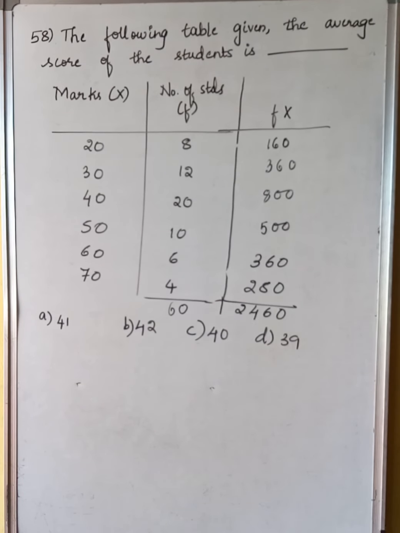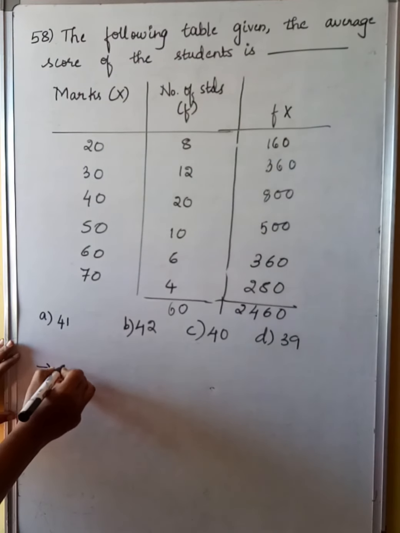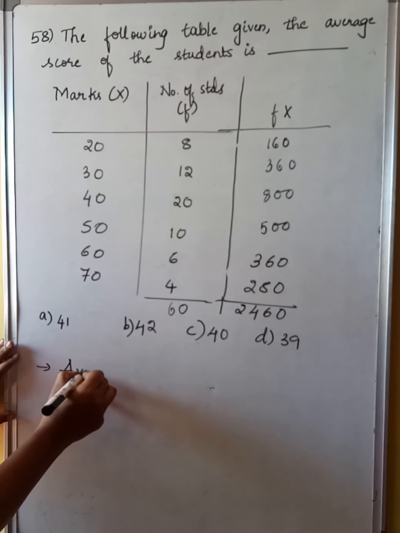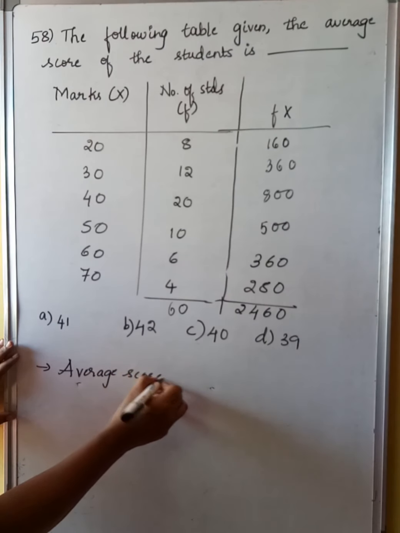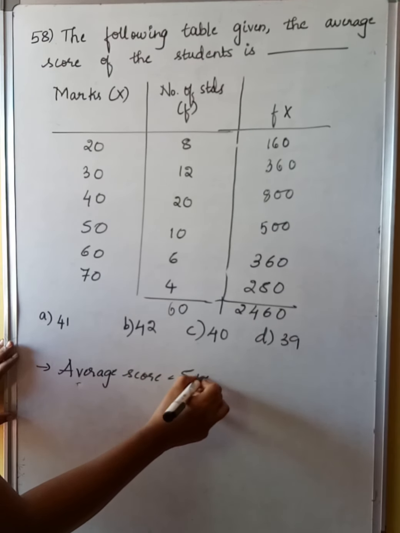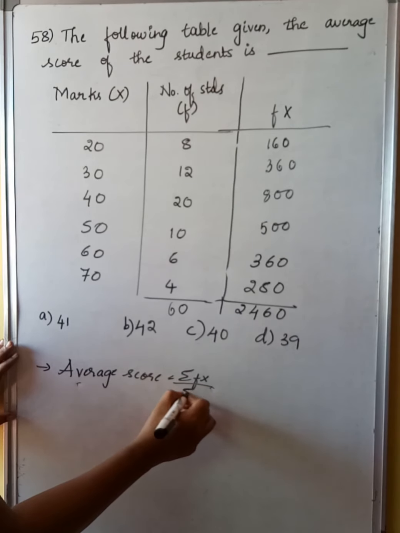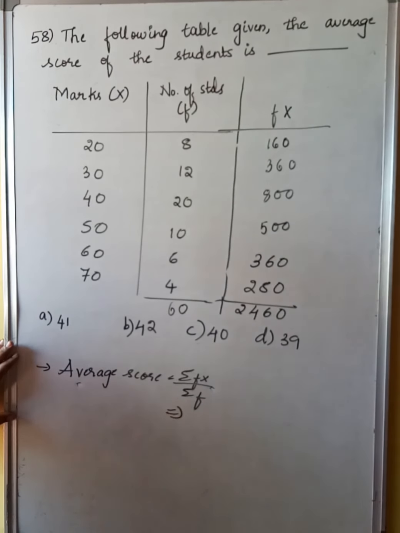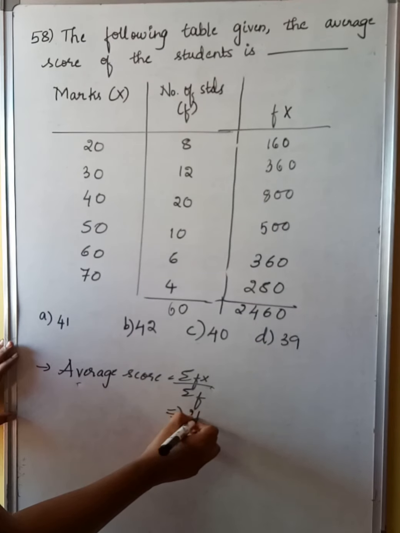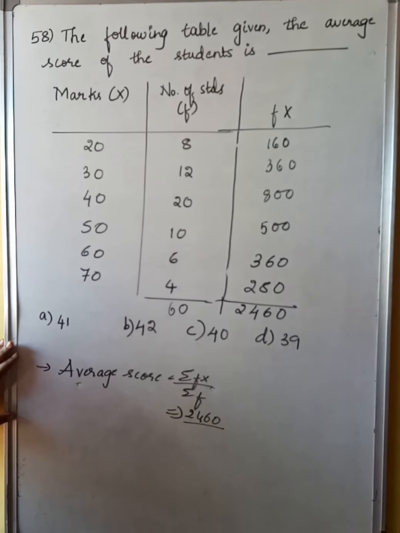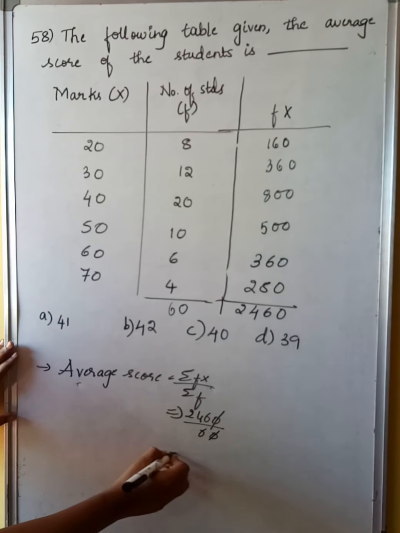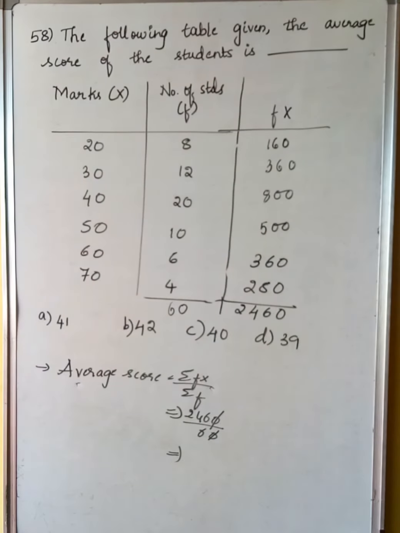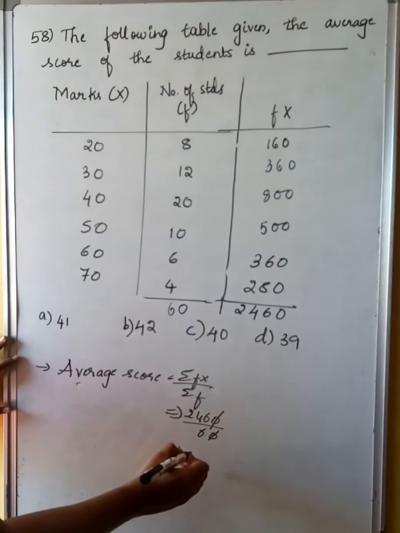So we have simplified. Now we only need to substitute. They have said average score is nothing but sigma fx whole divided by sigma f. So sigma fx we have 2460, whole divided by sigma f, which we have 60. This and this will get cancelled. So what I will be getting as your answer? 6 4s are 24. 6 1s are 6.